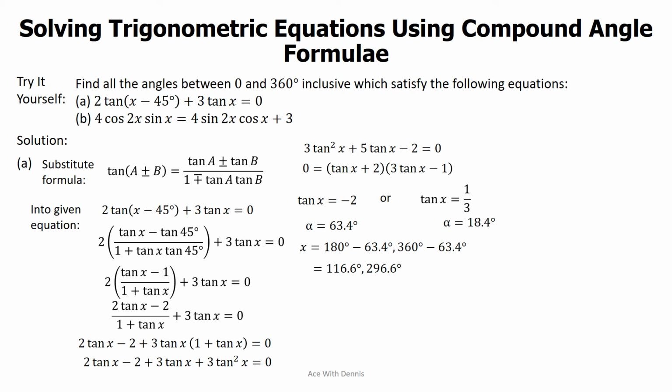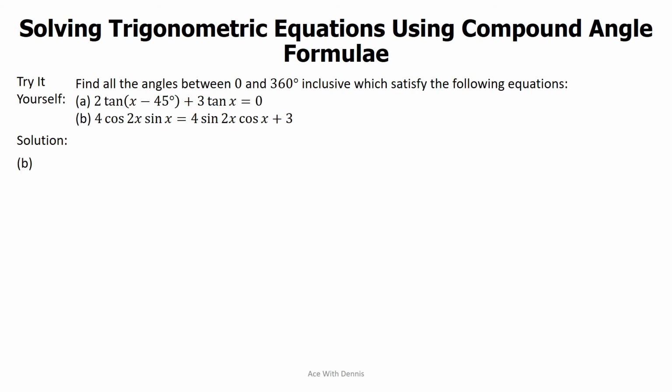Then we move on to the second equation. Tangent x equals 1/3. The basic angle alpha is 18.4 degrees. And now tangent is positive. Hence, it is in the first and the third quadrant. So x will equal 18.4 degrees and 180 degrees plus 18.4 degrees. And the answer is 18.4 degrees and 198.4 degrees. Okay, now we combine all the answers together. The x equals 18.4 degrees, 116.6 degrees, 198.4 degrees, and 296.6 degrees.